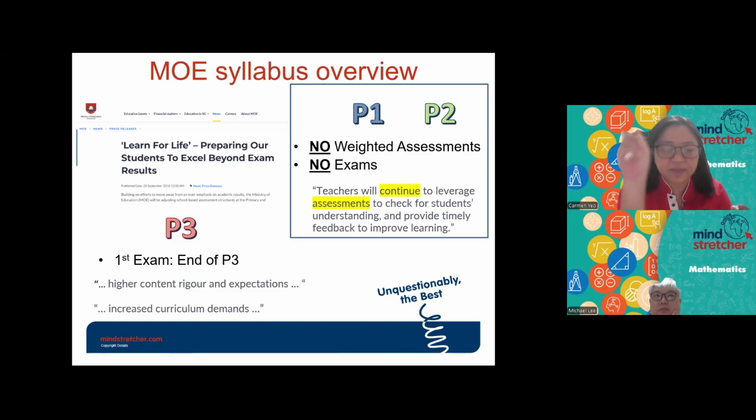The first examination that a student will sit for will be at the end of primary three. That's the first examination in which their marks will be recorded in their report book. So you see, primary one, primary two, primary three, there's actually a lot of things that they learn in the whole 3 years from primary one to primary three.